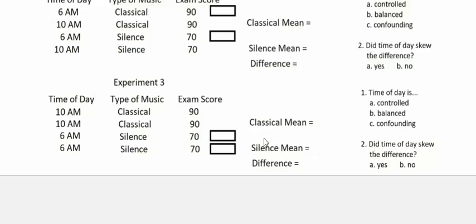And for experiment 3, it looks like group 1 is all 10 a.m. and group 2 is all 6 a.m., which means that the 2 scores in group 2 are both penalized. So subtract them both by 20, fill in the boxes, and then calculate the mean of these 2 numbers and the mean of these 2 numbers. Get the mean, and the difference, and answer the 2 questions. And that's it for this activity.